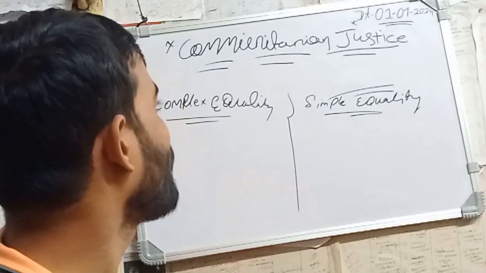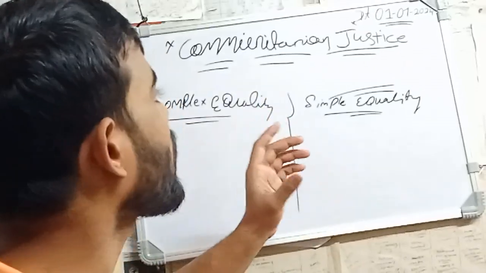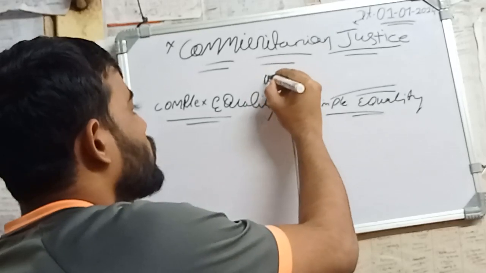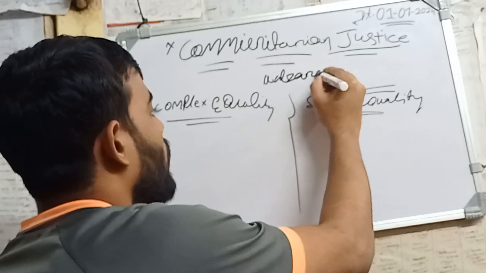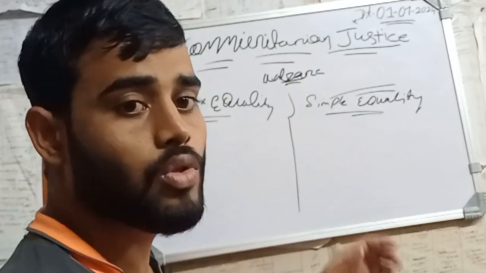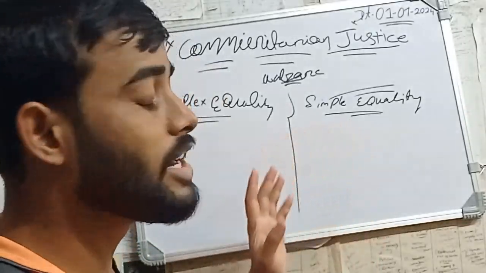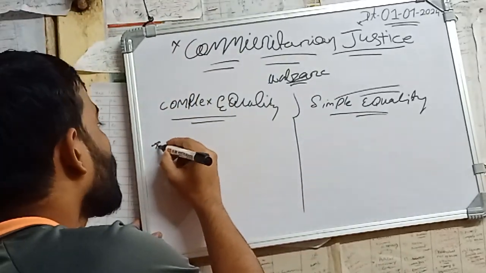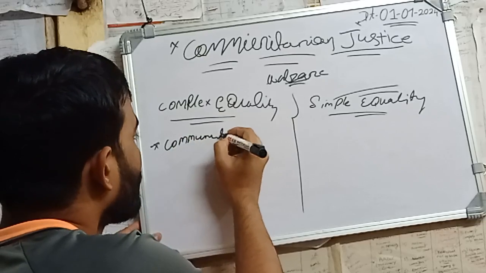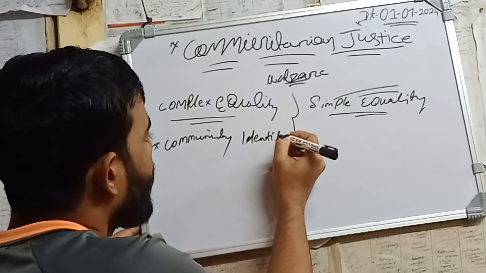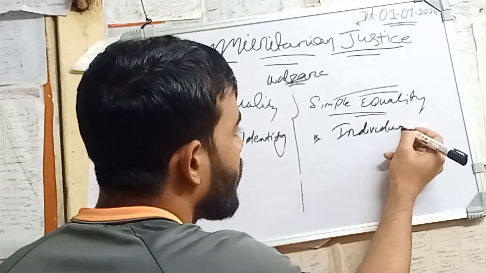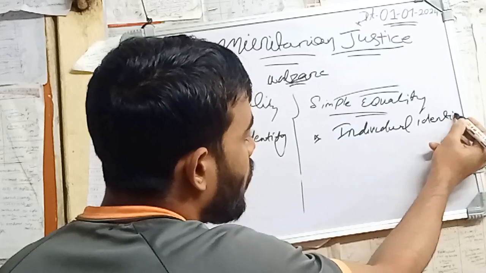Let's start. First of all, what is complex equality and what is simple equality? When you talk about communitarian justice, there is a scholar, Michael Walzer. Michael Walzer is a scholar of the communitarian theory of justice, and he gave the concept of complex equality. To understand it, you need a comparison of complex equality versus simple equality. Complex equality talks about community identity. On the other hand, simple equality talks about individual identity.